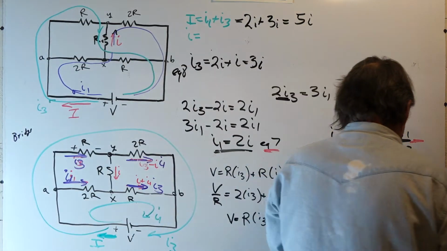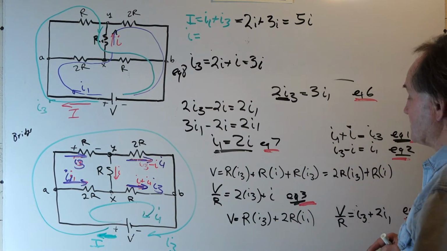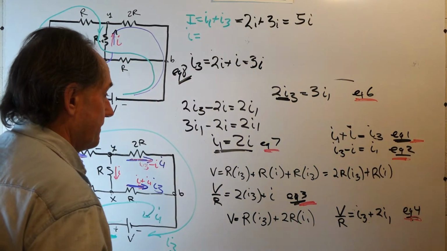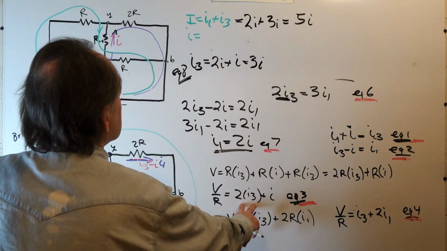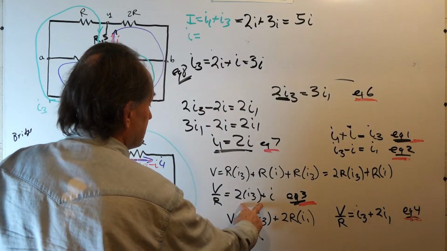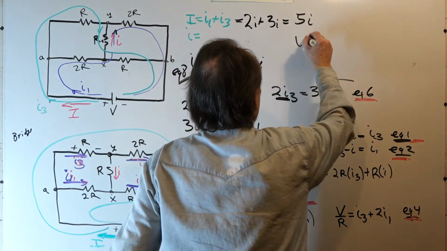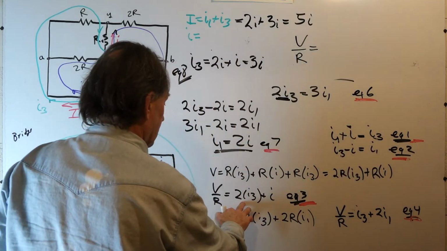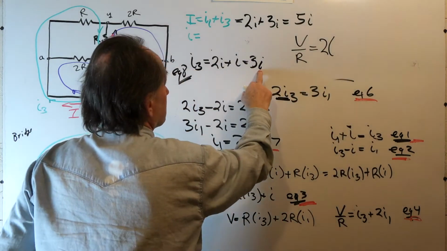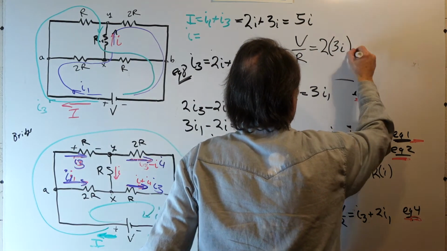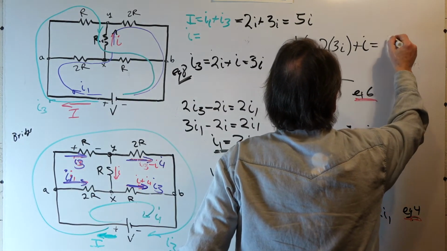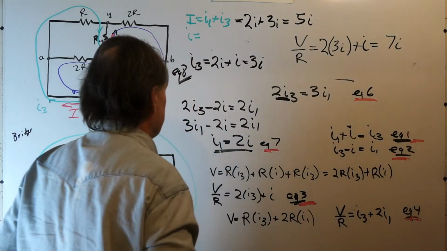Now, let's substitute equation 8 into equation 3. So we're going to substitute in for I3 in terms of I, and we can solve for I. So we have V over R is equal to twice I3. Well, I3 in terms of I is 3I. And to that we add I, and we end up with 7I.